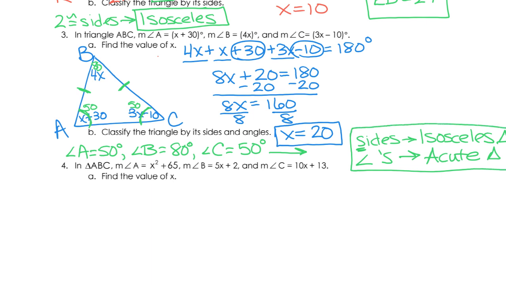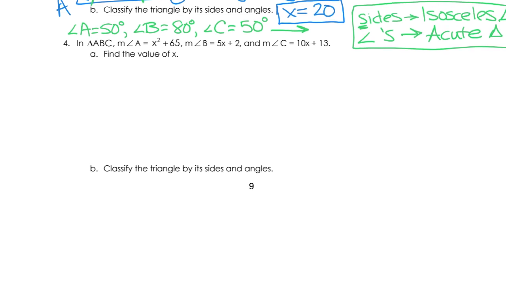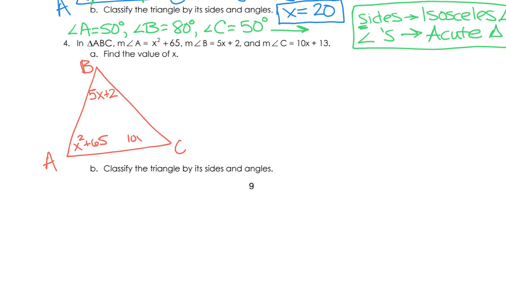All right, number 4. In number 4, we have another triangle called ABC. And in this triangle, angle A is x squared plus 65. Angle B is 5x plus 2. And again, these are angles, so that's why they're going inside the diagram. Angle C is 10x plus 13. And they want you to find the value of x. Well, this is an angle party again. We have all three angles inside the triangle, and so we're going to go ahead and invite 180 to our party. So I'm going to take all three angles and add them together.